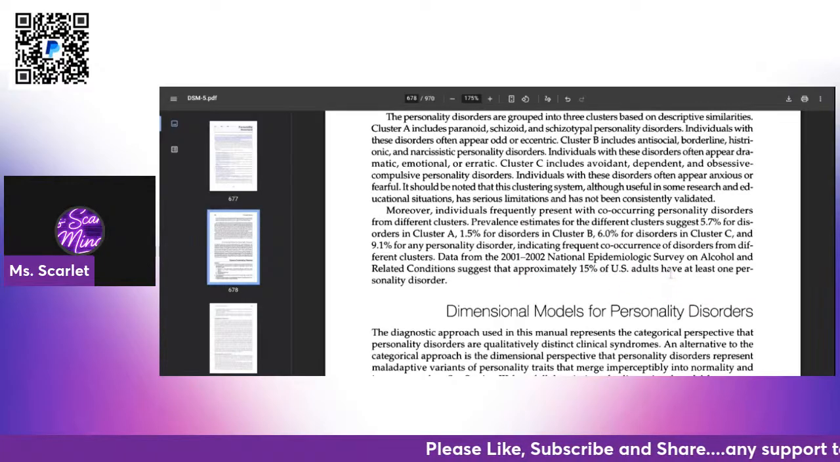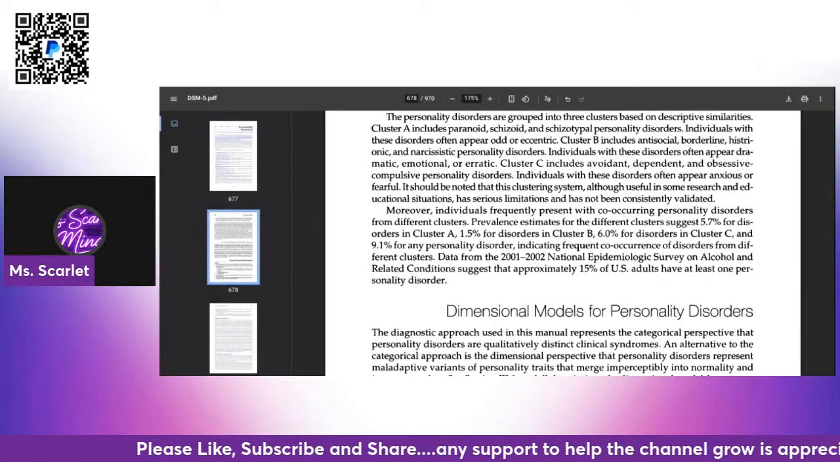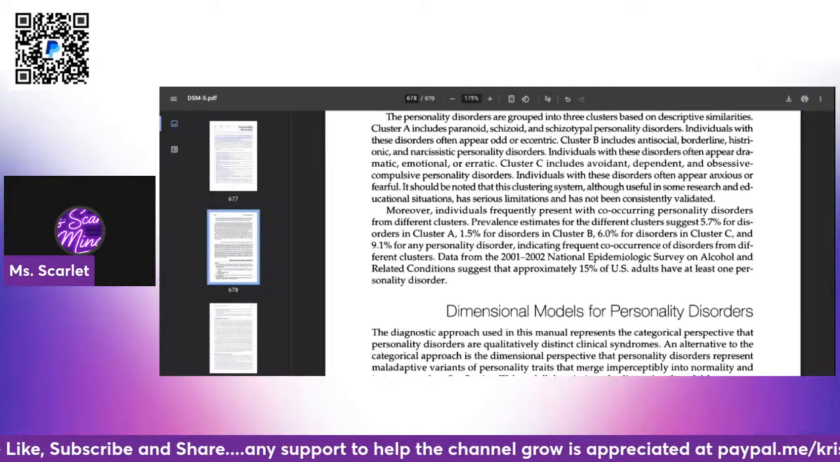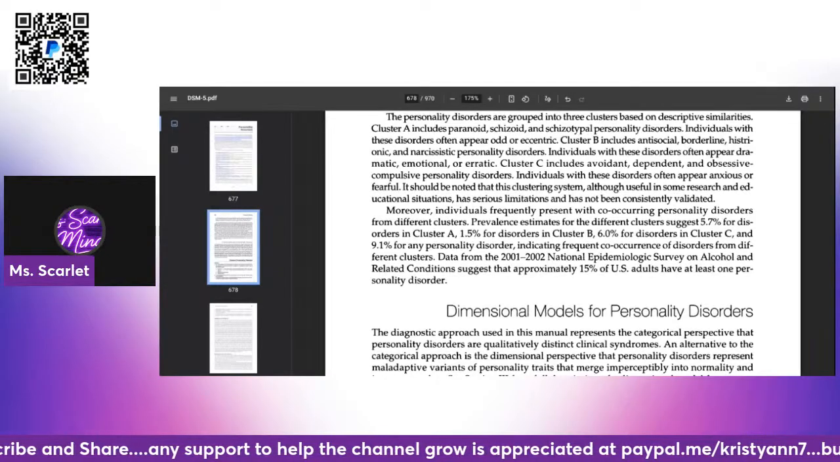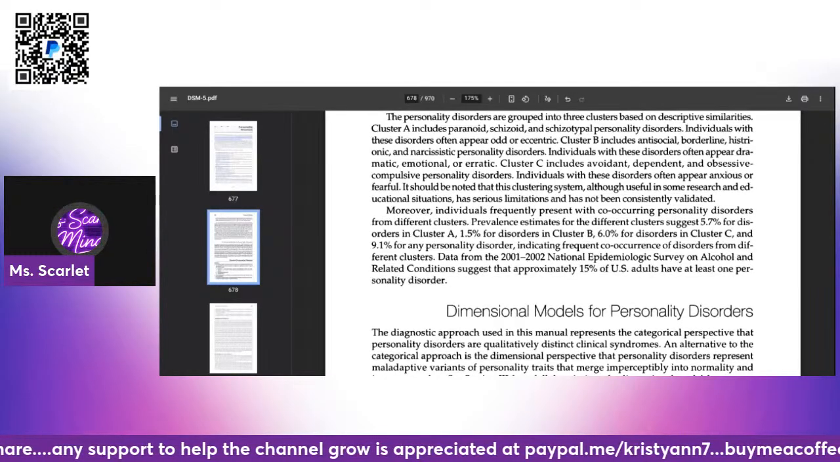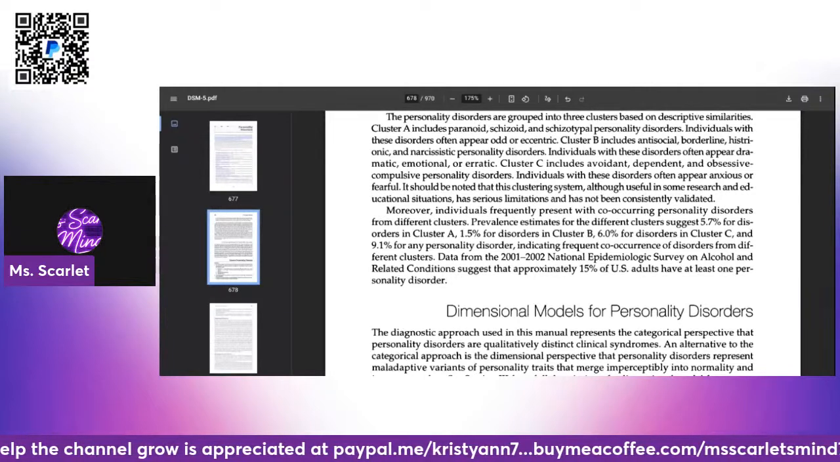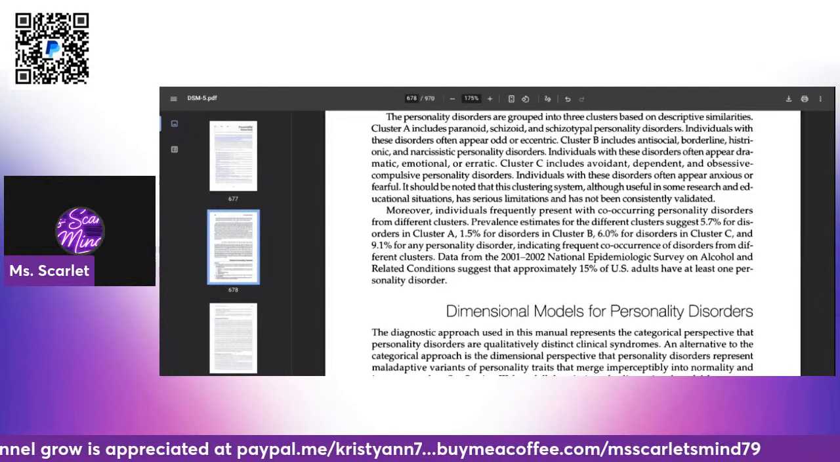But anyway, I was going to go over this just so you have an understanding of how they cluster these, which is what they do. They call them clusters. So it says the personality disorders are grouped into 3 clusters based on descriptive similarities. Cluster A includes paranoid, schizoid, and schizotypal personality disorders. Individuals with these disorders often appear odd or eccentric.